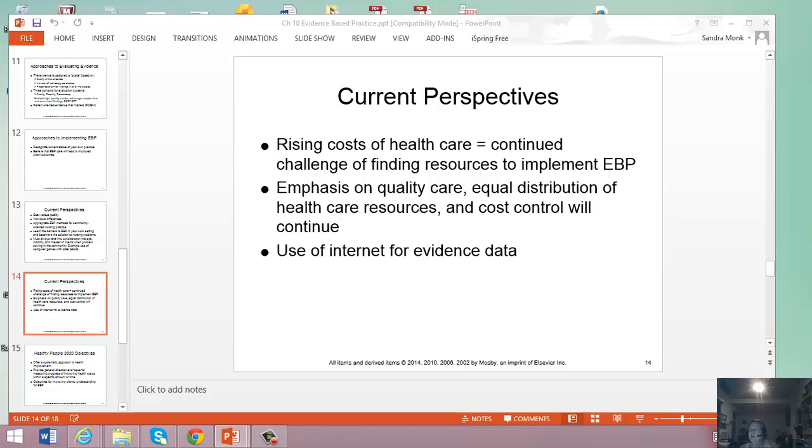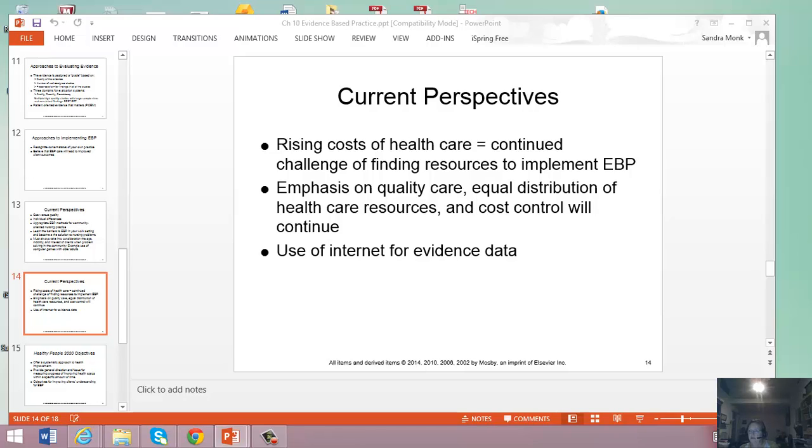Okay, current perspectives. There are rising costs in healthcare. What that equals is continued challenges of finding resources to implement evidence-based practice. So you've got to be able to afford whatever you decide to put into place. We may decide that we need a particular pressure reduction mattress in our home health agency or our hospice agency that the agency has to provide, but we can't afford to do that. So we might have to come up with another plan for our evidence-based practice. Emphasis is always on quality of care and equal distribution of healthcare resources. We want to control cost if we possibly can.